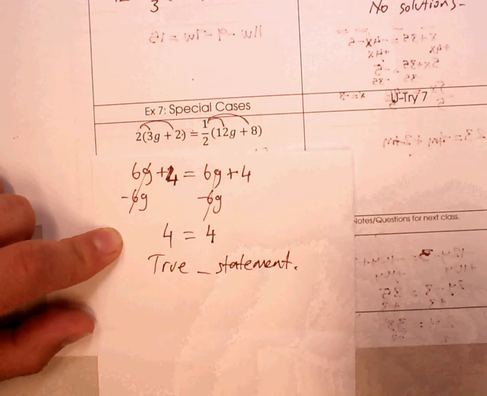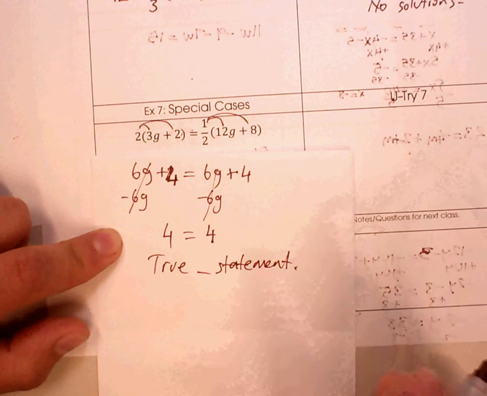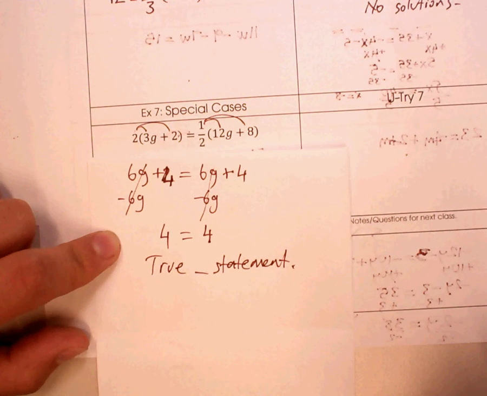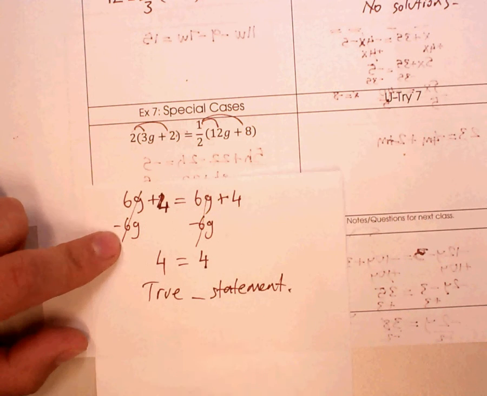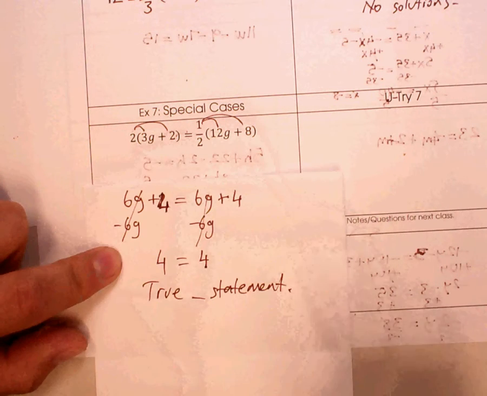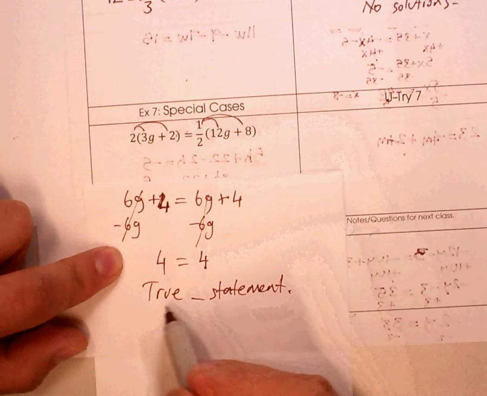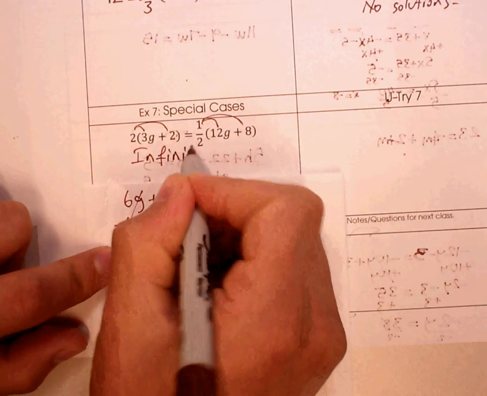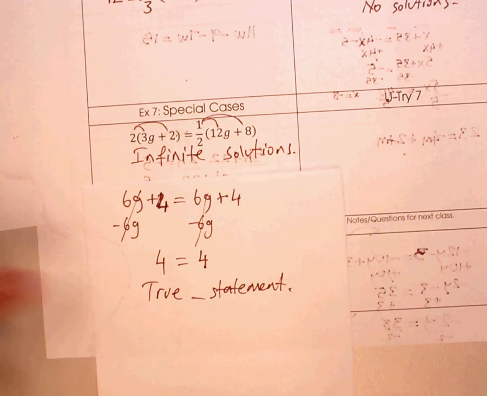For every g value we can think of, we are going to end up with a true statement. So I can use any g value and it will still give me a true statement. Therefore, I have infinitely many solutions, infinite solutions for g. G can have any value, 1, 2, 3, 4, 5, 6, negative 5, 100. G can have any value and it will still give us a true statement. For that reason, I will say infinite solutions. For this question, the answer would be infinite solutions.